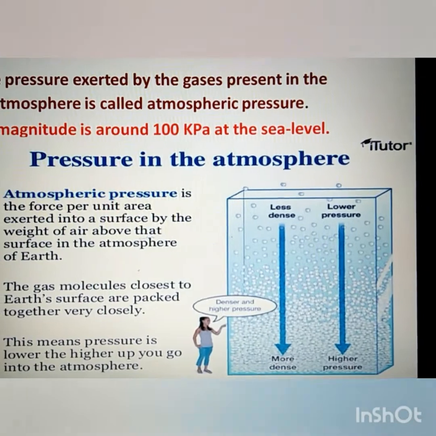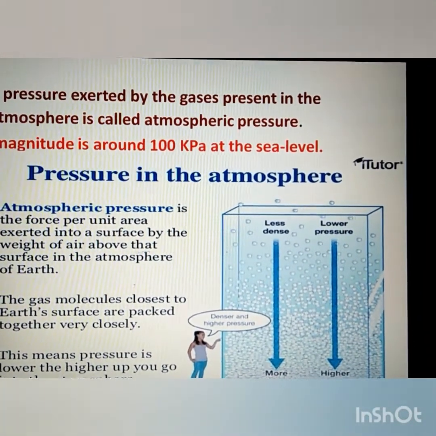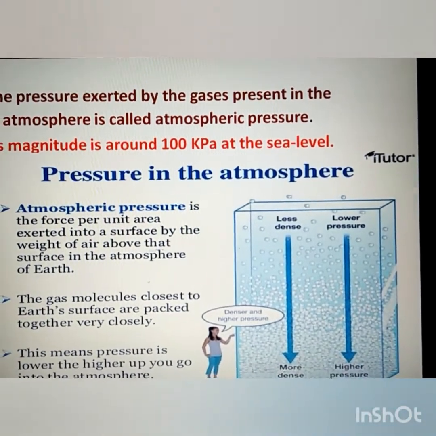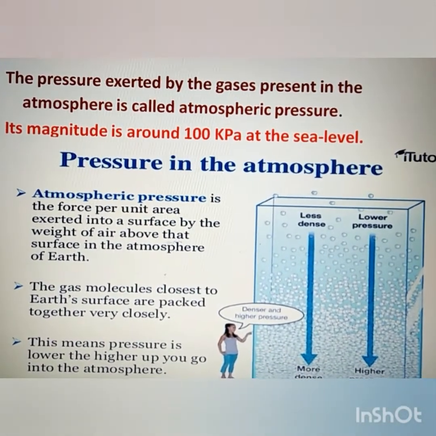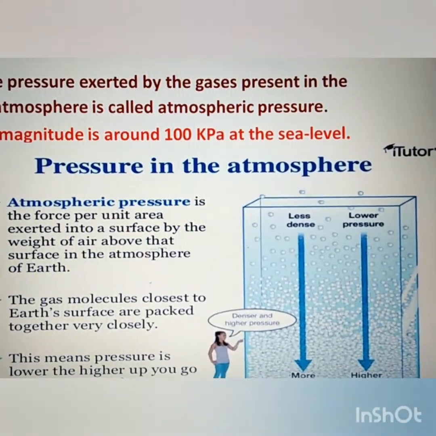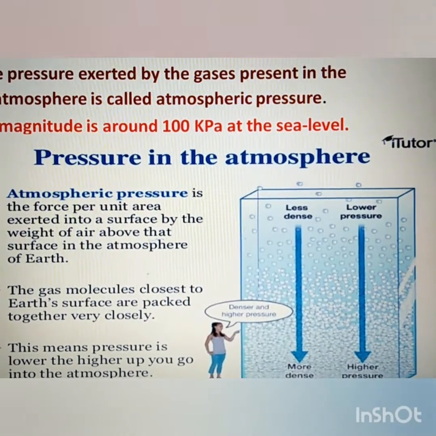You know that pascal is the unit of measuring pressure. So 1 kilopascal is equal to 1000 pascals. Imagine, 100 kilopascals will be equal to 100,000 pascals. This much pressure is on our bodies all the time, on everything all around us. So why don't our bodies get crushed under such a huge pressure?